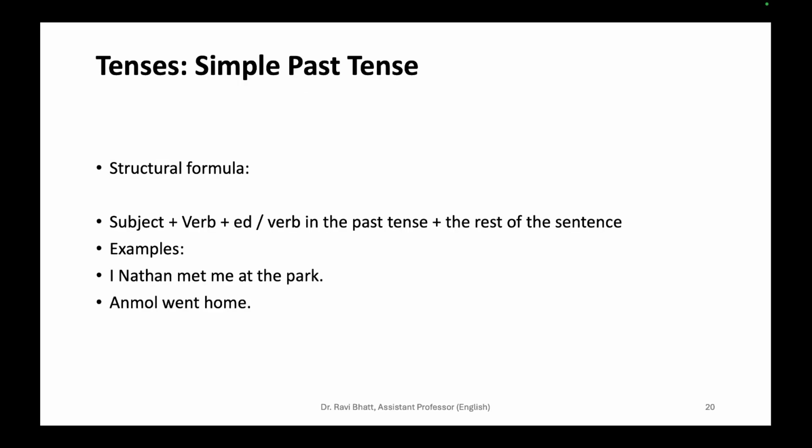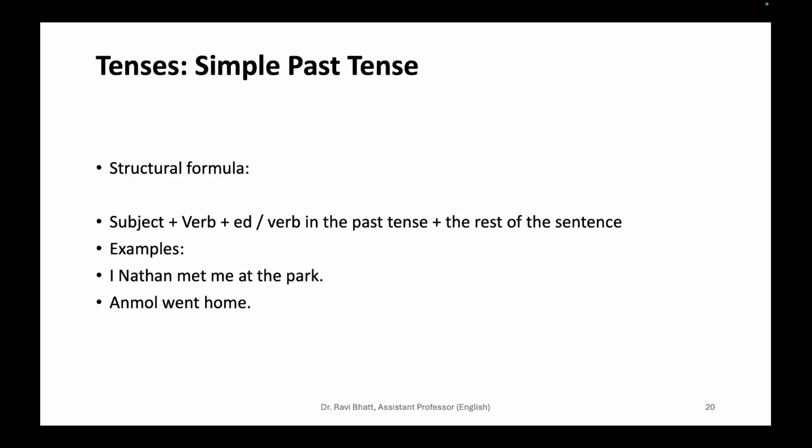Now, let's begin with the variations of past tense. Like I told you, like every tense, even the past tense has four variations: simple past, past perfect, past continuous, and past perfect continuous. So now let's begin with simple past tense. The structural formula is subject plus verb in the ed form, or verb in the past tense, plus rest of the sentence.